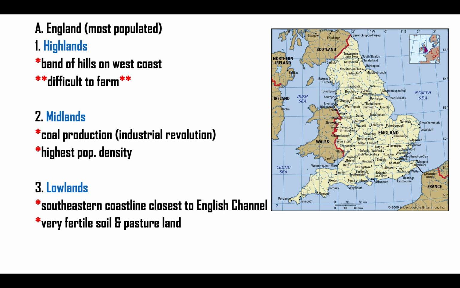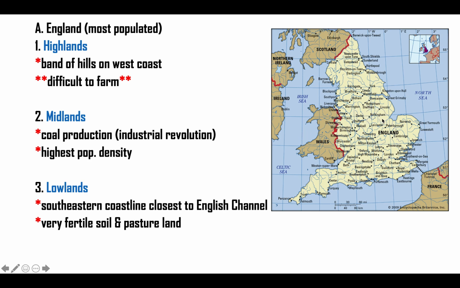And England is divided into three physical regions. We have the Highlands. So the Highlands refers to this very hilly area on the western coast of England. This area is very difficult to farm, very green, rolling hills, kind of cold and dreary all the time. That is the Highlands.